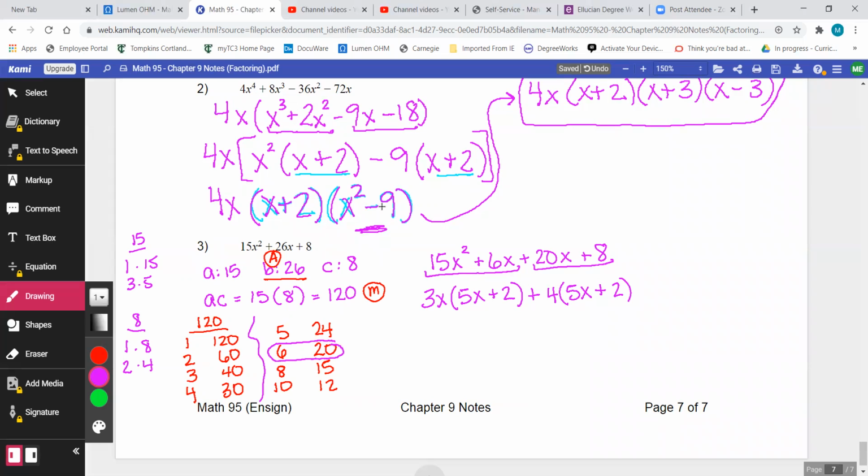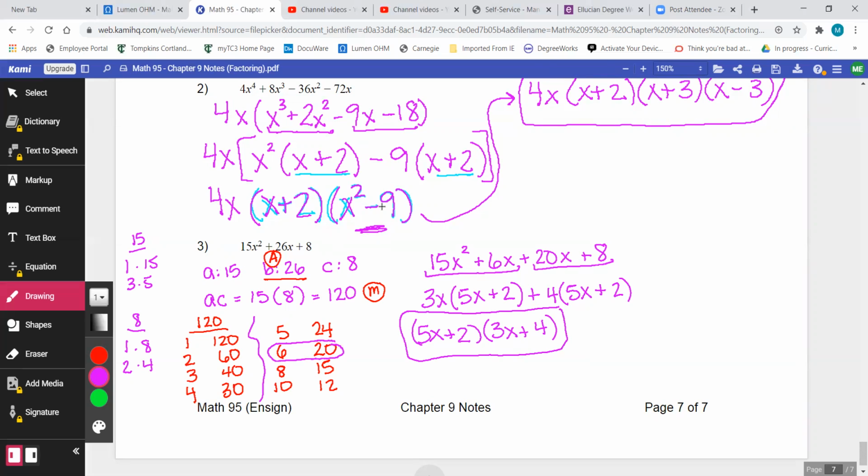At this point, as I said, I always like to double check my answer by multiplying back. So 3x times 5x would be 15x squared. This would give me 6x. Here's 20x and here's 8. I can see that they have something in common, which is good. So I have 5x plus 2 times 3x plus 4. Okay, I'm going to know then that that is my answer.